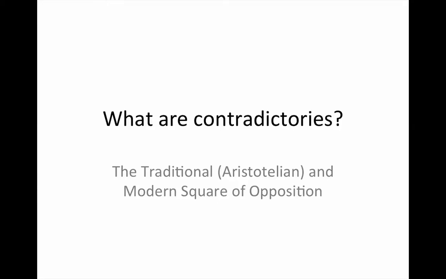What are contradictories? Well, two propositions are contradictories when they can't both be true or false at the same time. We study contradictories on both the traditional and modern interpretation of the universal claim in categorical logic, and contradictories are fundamental to the traditional and modern square of opposition. Let's take a look.